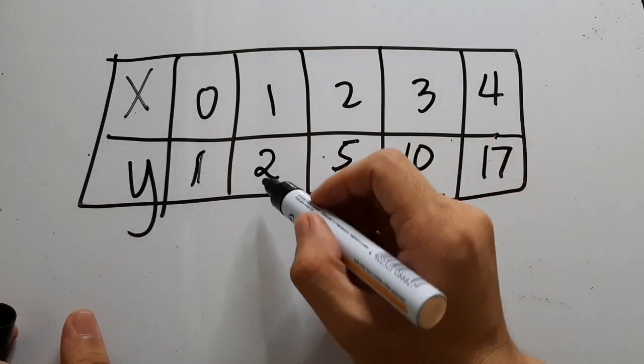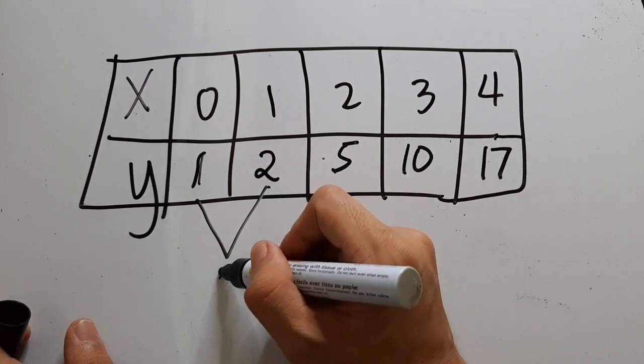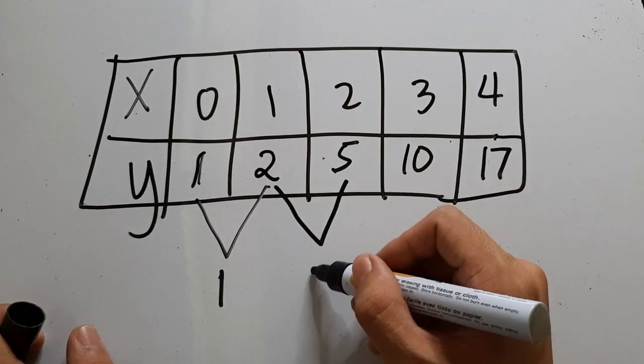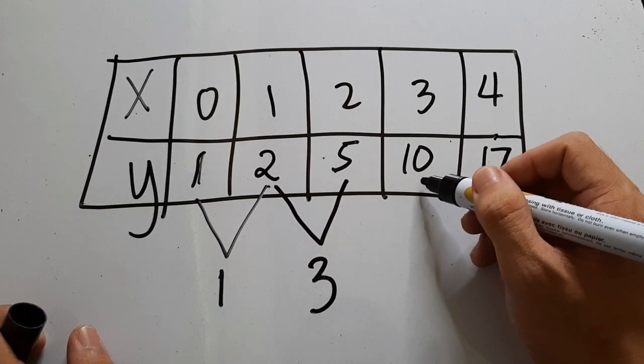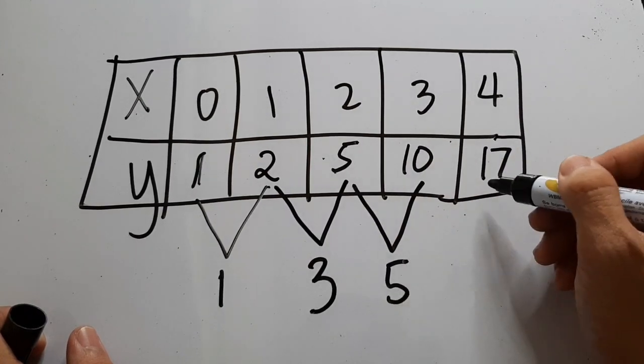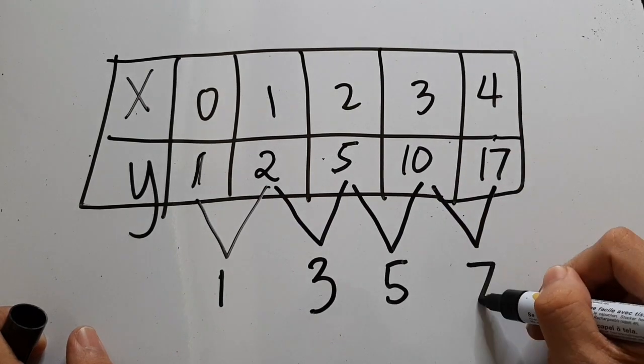Paano yon? We have 2 minus 1, the answer is 1. We have 5 minus 2, the answer is 3. We have 10 minus 5, the answer is 5. We have 17 minus 10, the answer is 7.